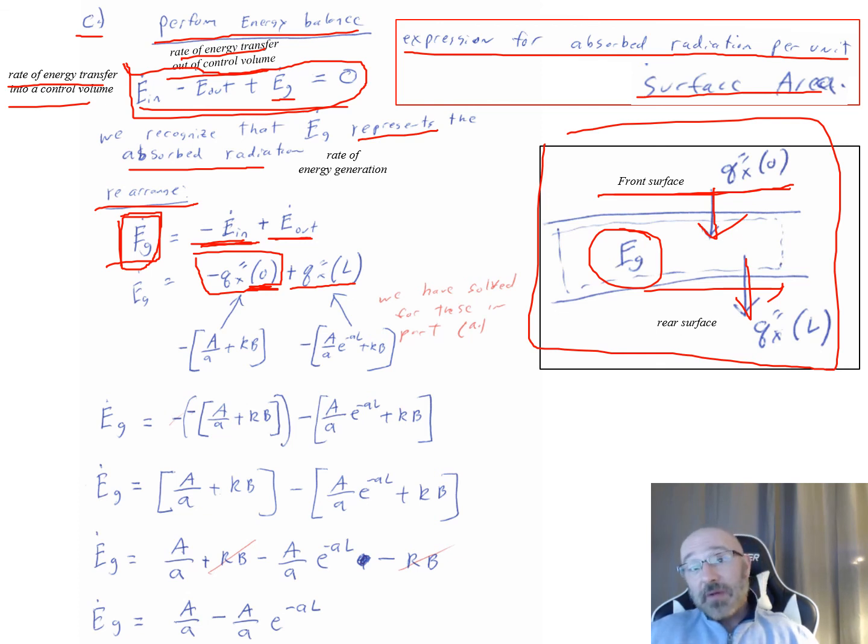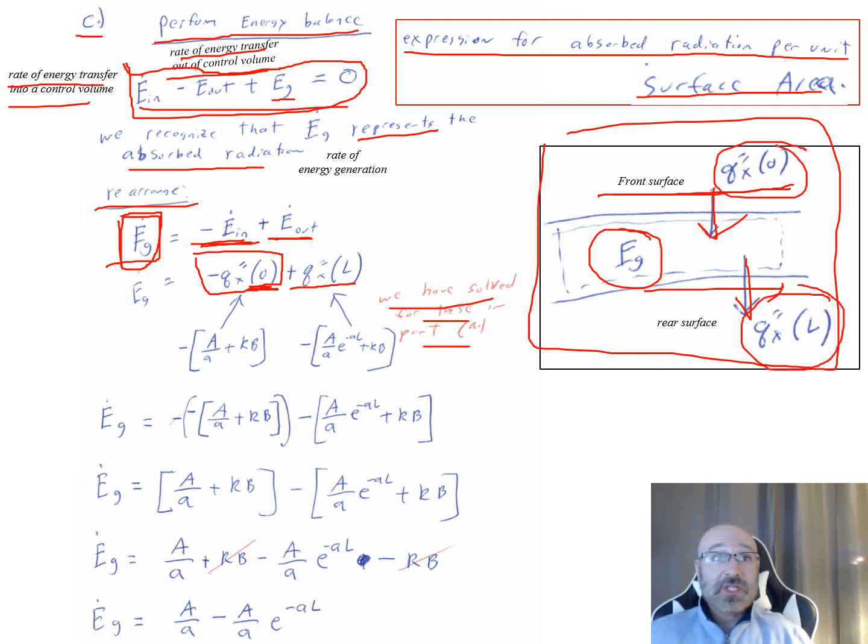So the thing to think about, though, is have we already solved for this? We can reference back to parts A and B of our problem here, and we realize that we've already solved for these in part A of our problem. So we can plug right in for our heat flux at the front surface and our heat flux at the rear surface into our energy balance equation here.